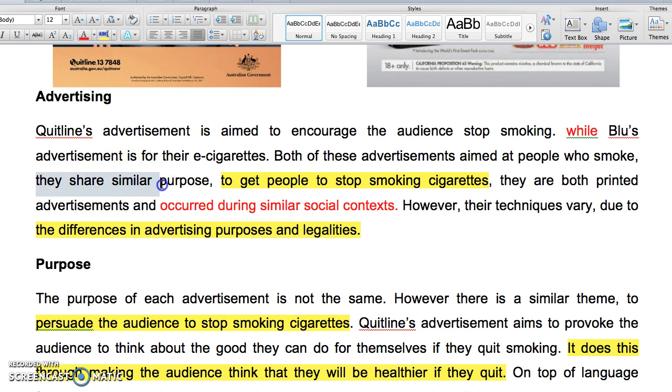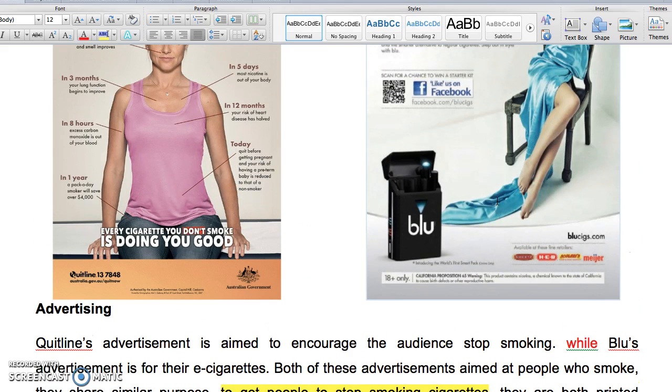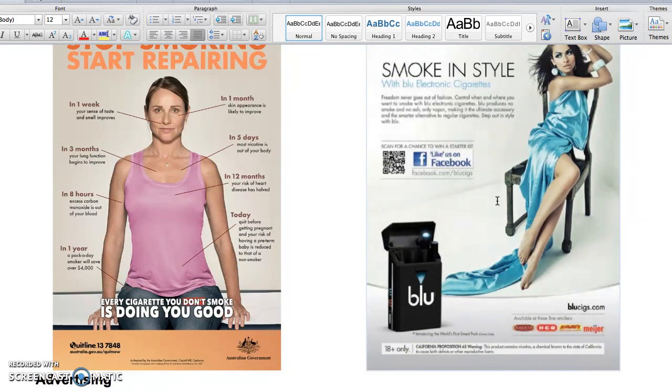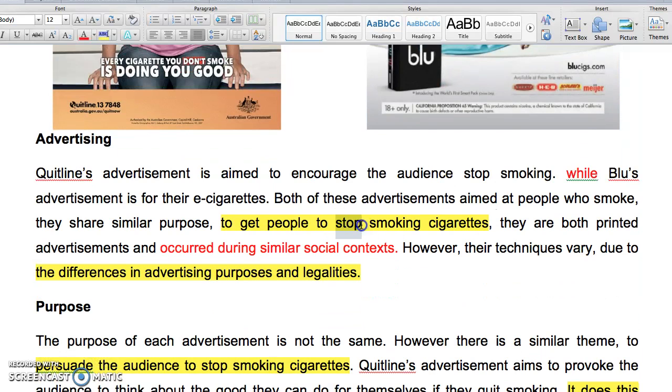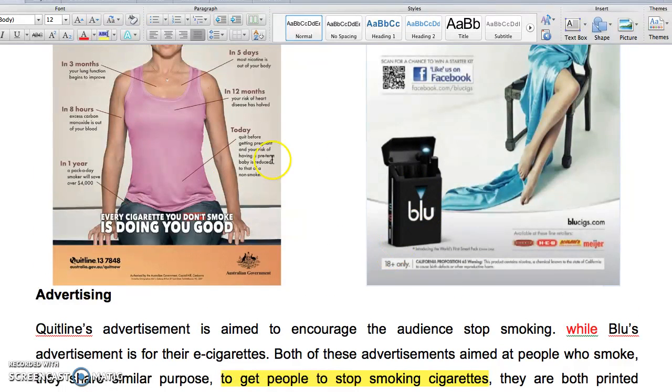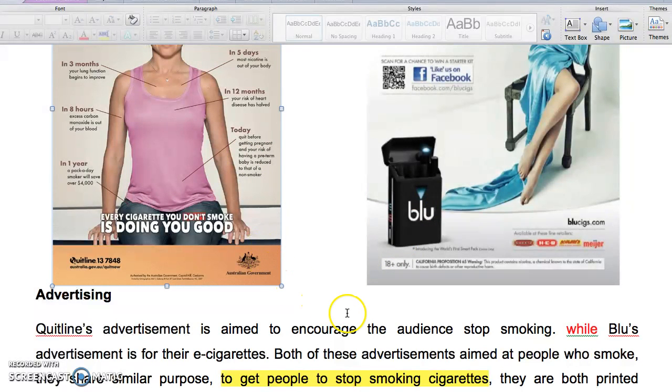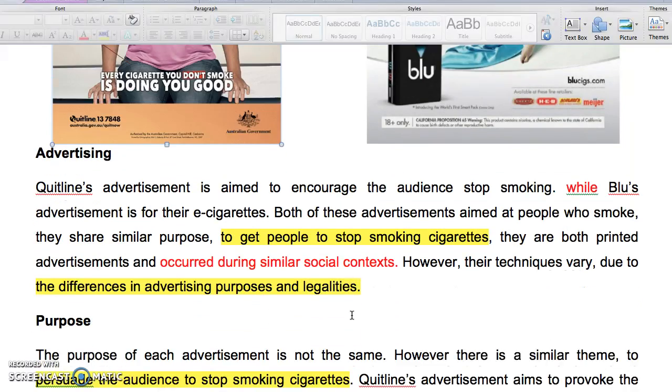Now, do they share a similar purpose? Kind of, but actually I think really Blue are selling a product. The fact that it happens to be a product that can replace cigarettes is a sort of added bonus. But they are not trying to get people to stop smoking. They are trying to get people to want to smoke Blue cigarettes. So I think you just need to make that clear. One is Blue is selling a product, and the Quitline one is promoting a change in behavior. So you need to make that clear.